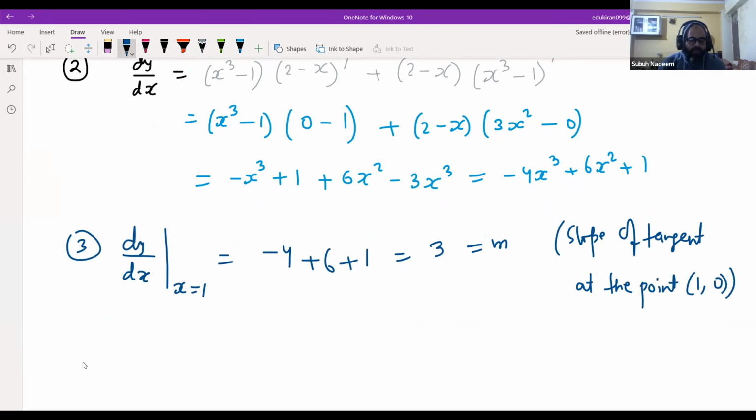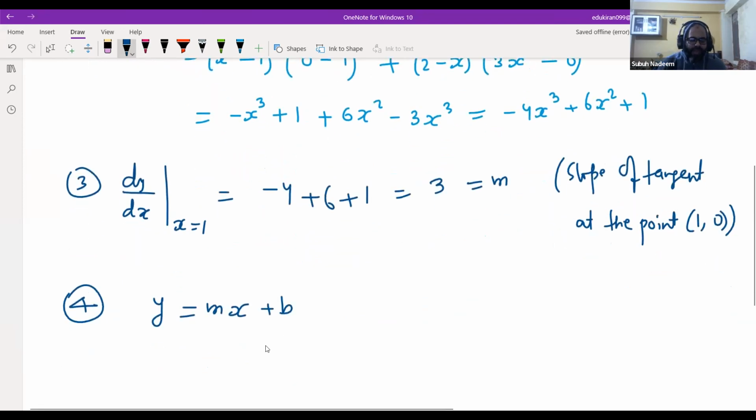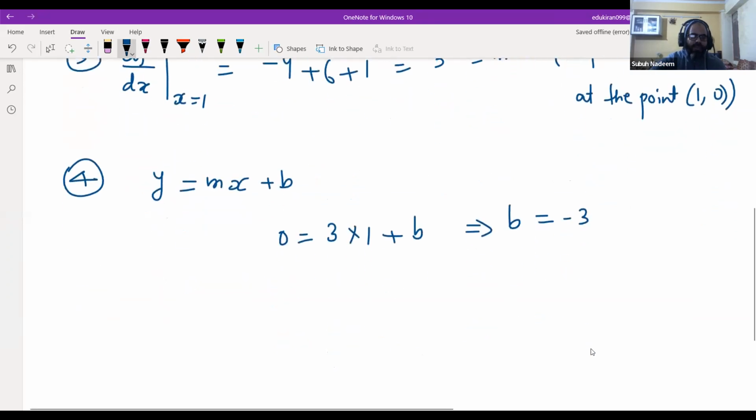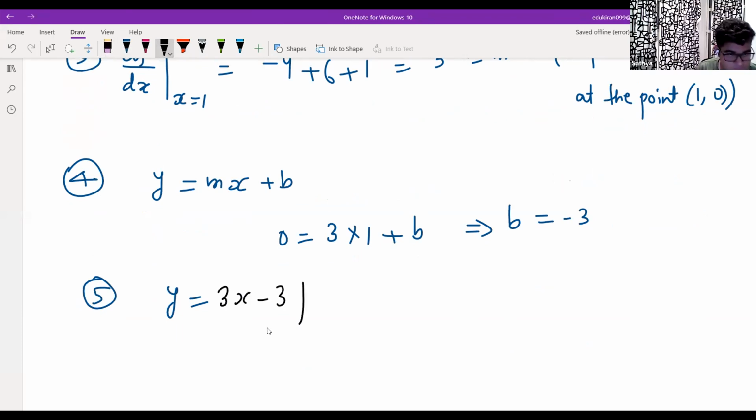So next step was to take y is equal to mx plus b as the tangent equation and put the x, y. So x is 1, y is 0 and m is 3. So 0 is equal to 3 into 1 plus b. So from here b will come out to be minus 3. When you get b is equal to minus 3, you will get the equation as y is equal to mx plus b. Now you have got m also. So m is 3 and b is minus 3. So this will be your answer.